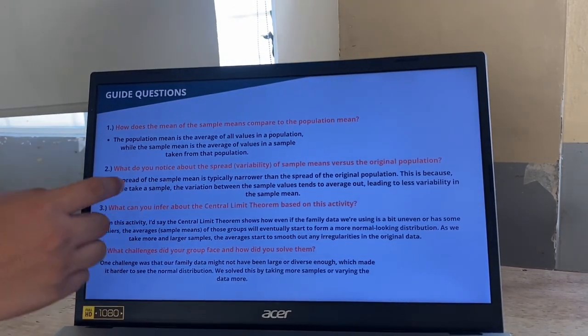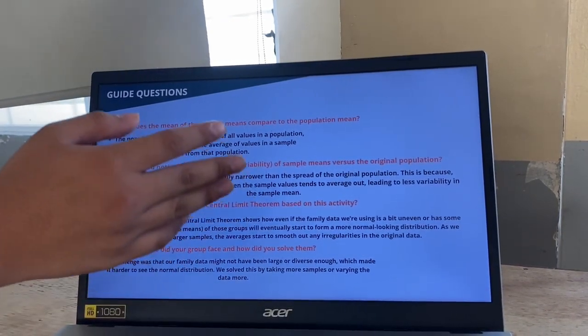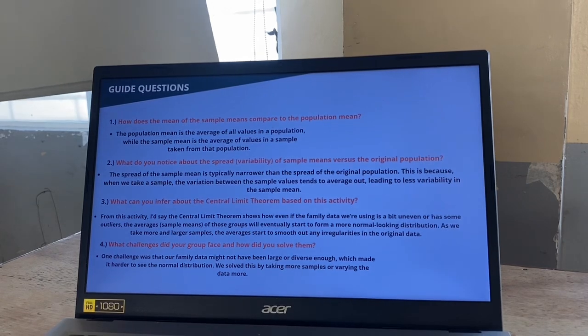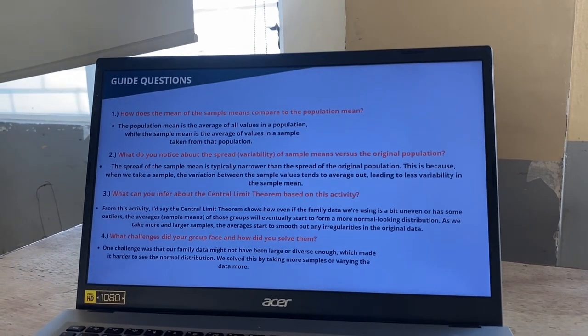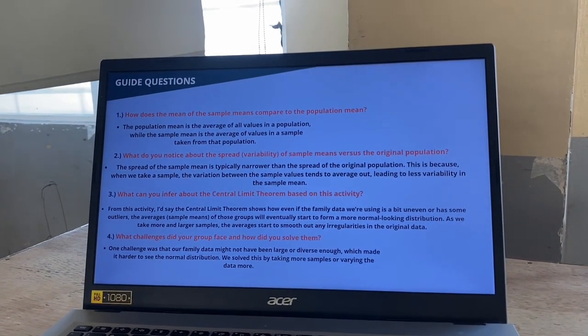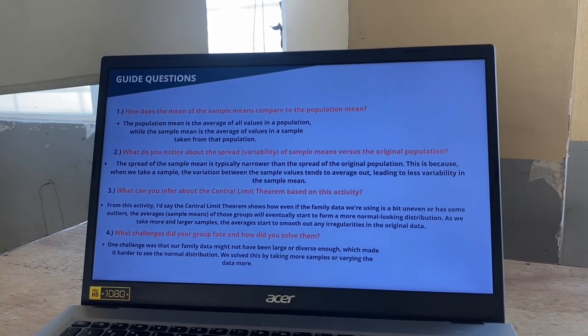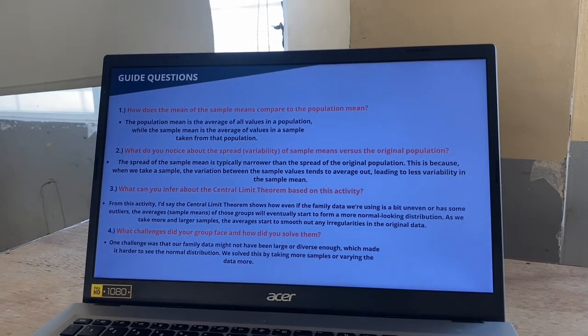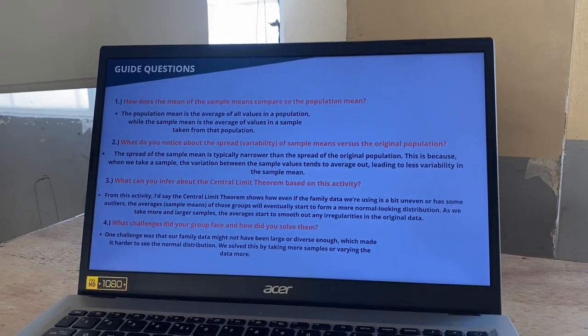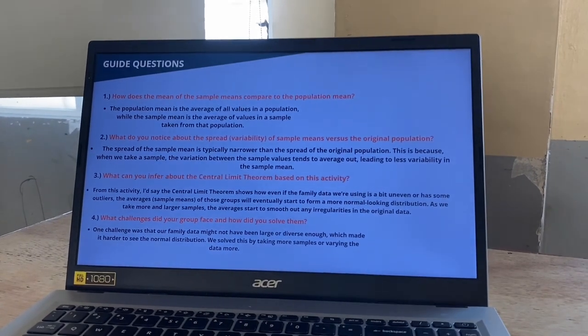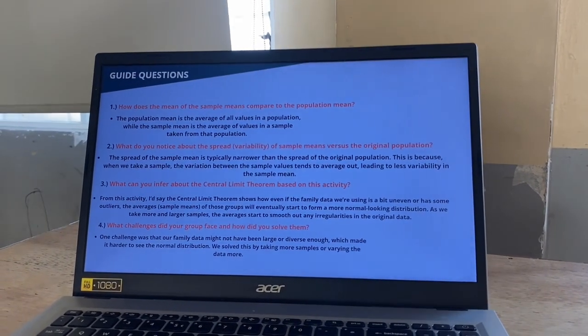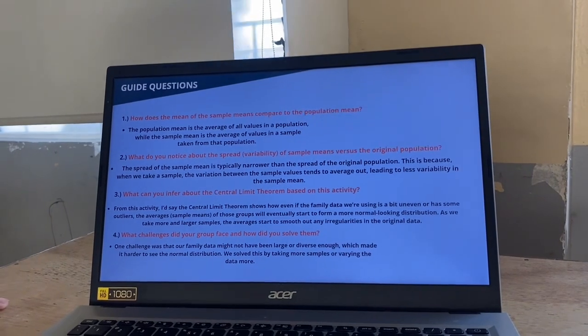What do you notice about the spread, or variability, of sample means versus the original population? The spread of the sample mean is typically narrower than the spread of the original population. This is because when we take a sample, the variation between the sample values tends to average out, leading to less variability in the sample means.